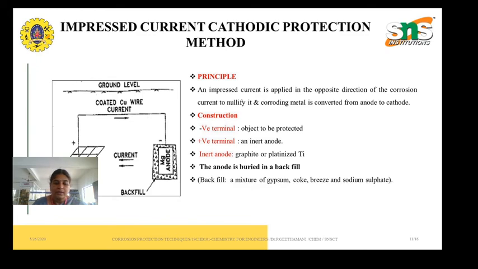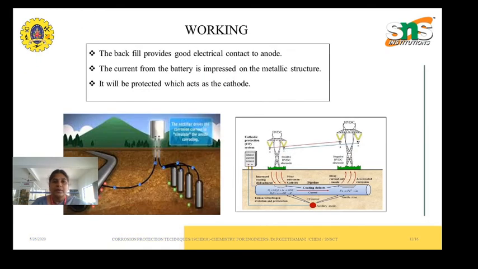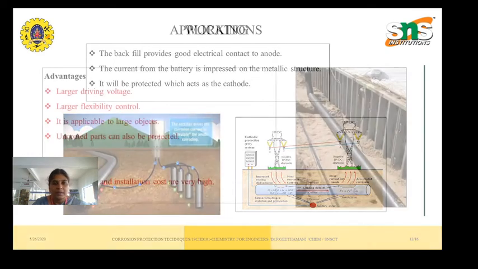Can you understand? Okay, how is it working? The backfill provides electrical contact to the anode. The current from the battery is impressed on the metallic structure, and it is protected by acting as a cathode. The diagram also gives the same reasoning.